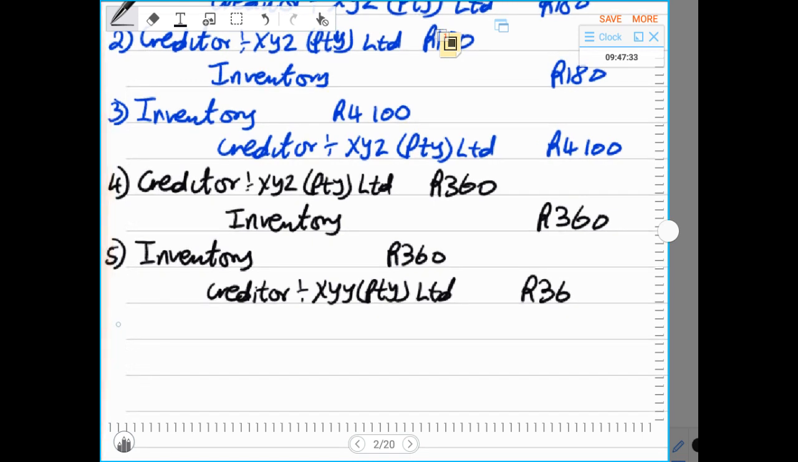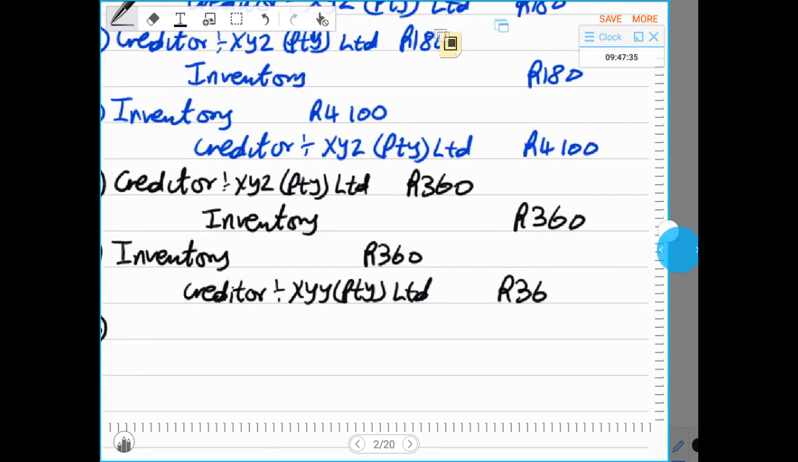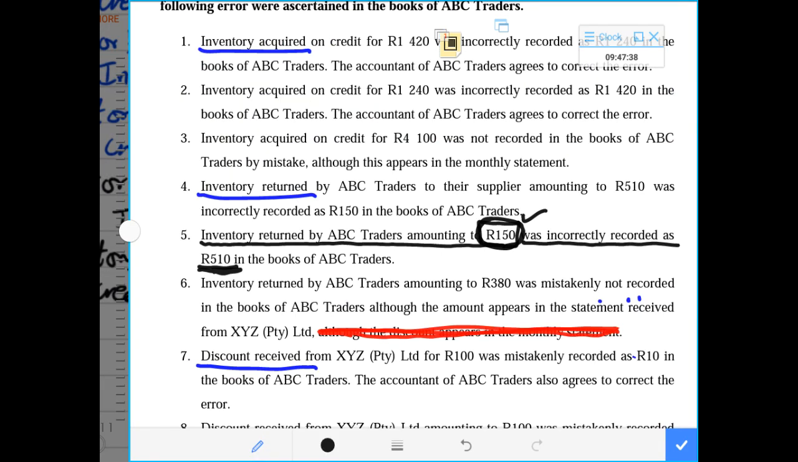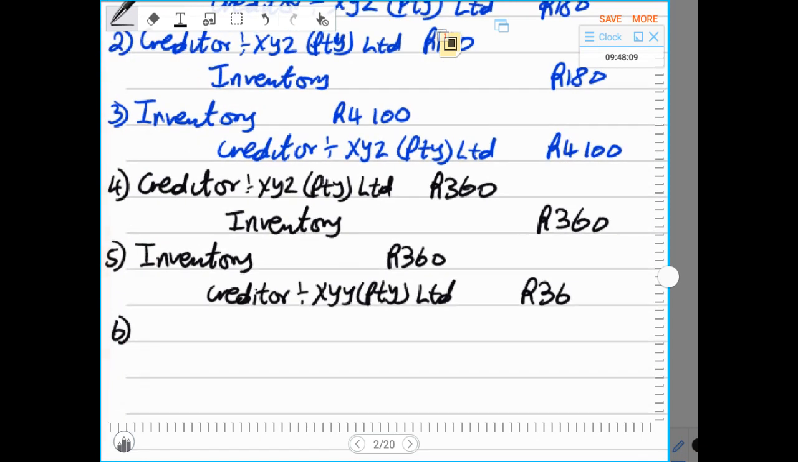Then we go to number 6. Number 6 is the return that was just not recorded. Number 6 says that inventory returned by ABC traders amounting to how much? 380 is the amount, and it was mistakenly not recorded in the books of ABC traders, although the amount appears on the monthly statement received from XYZ Pty Ltd. So now we just have to record the inventory that was returned, which by mistake was not recorded.